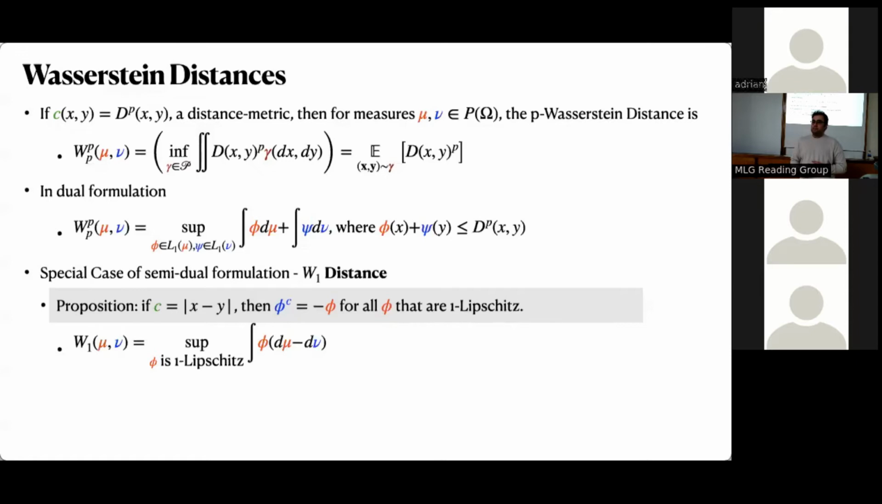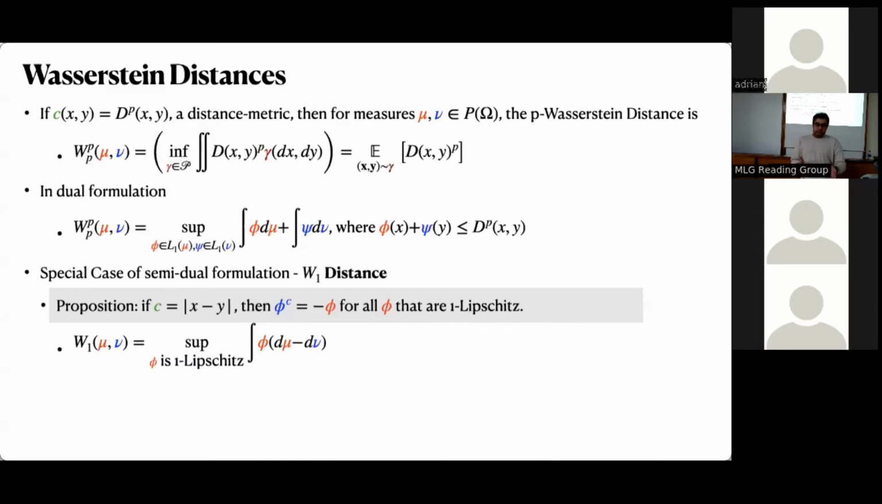Okay, and when you say mod of x minus y, x and y could be multidimensional, right? Yes, just using the L1 metric. X and y could be multidimensional. There's no other constraint on x and y. And so what the Wasserstein 1 distance looks like is the function that maximizes this integral.